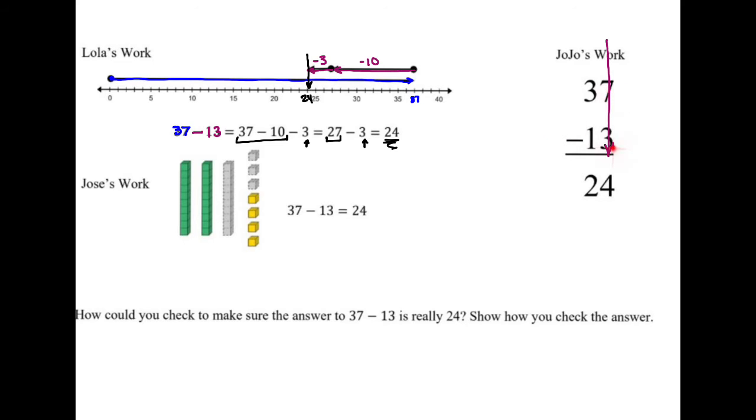7 minus 3 is 4. So here were the 7. We took out those 3 and we are left with 4. Okay, and then you move over to the tens place and you're going to subtract straight down. So 3 minus 1 is 2. So 3 minus this 1, we have 2 left. So 24.